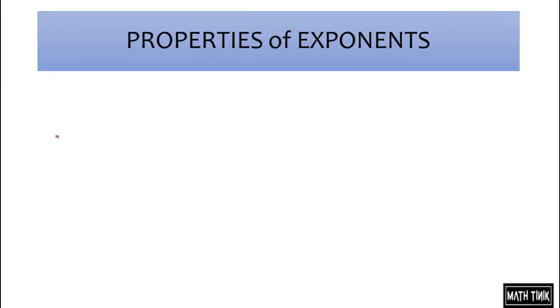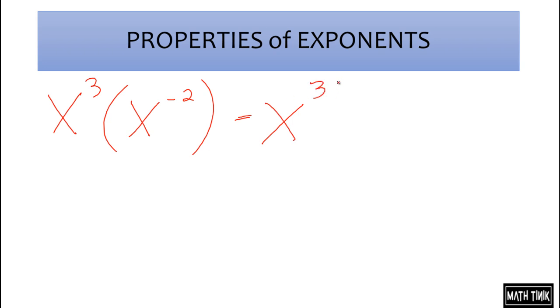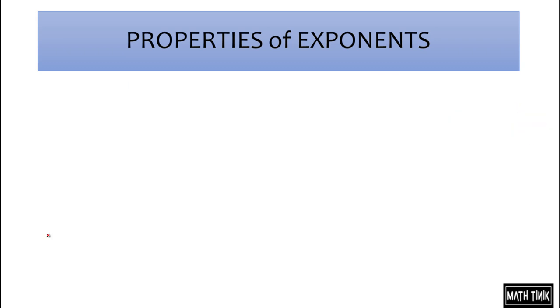Let's have another example. What if we have x cubed times x minus 2? Now, therefore, these still have the same base. You can just actually write it directly like x raised to 3 plus negative 2. Wherein in this case, of course, it will give you x raised to 1, or you can just write it as x. Okay? Now let's have our last example.